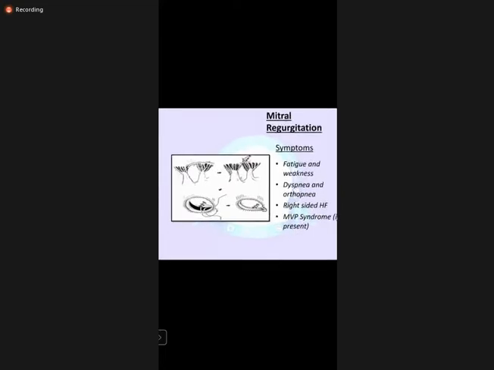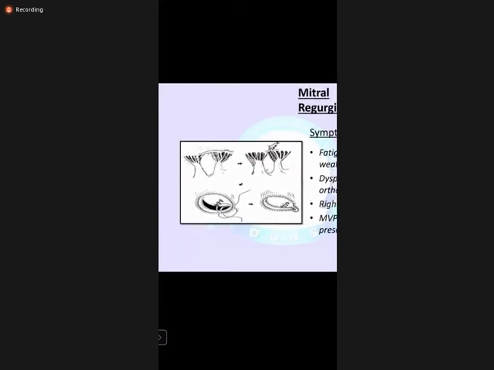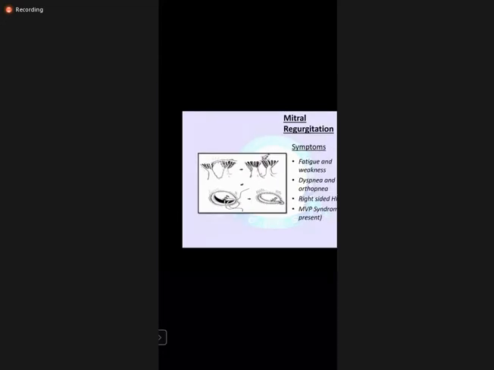So here in the picture, you can see there is a mitral valve prolapse and the surgeon has excised the redundant or excessive leaflet of the mitral valve and then plicated the remaining portion of the mitral valve, which is called mitral valve repair, to deal with the mitral regurgitation.